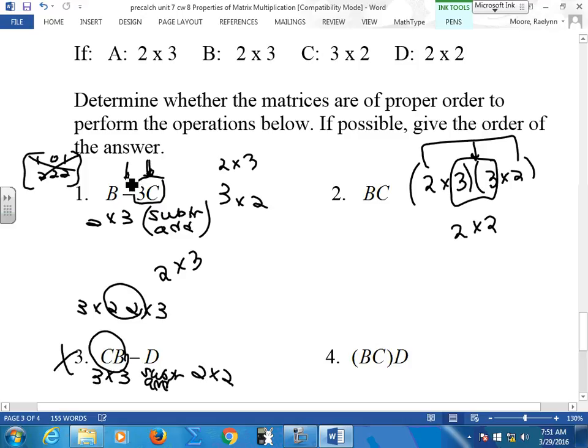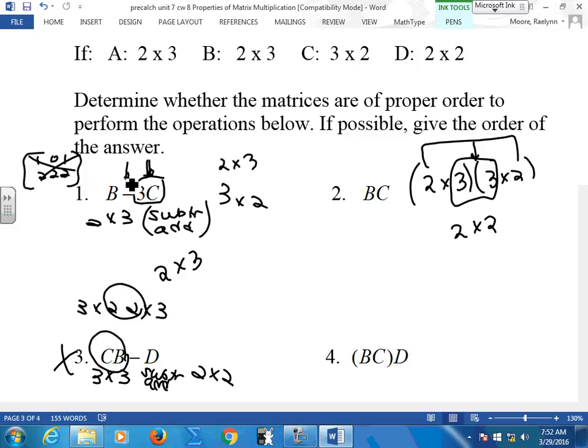So when we multiply anything by a scalar, we're okay. Then we go to subtract. Subtract says they have to be the same dimension, because we have to go element to element. It's like placing it right on top of each other. But when I look at B, it is a 2 by 3. When I look at C, it is a 3 by 2. They don't match up. This would have to be 3 by 2, or this would have to be 2 by 3.